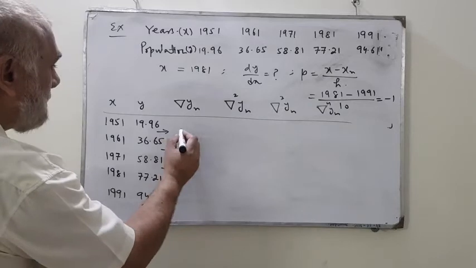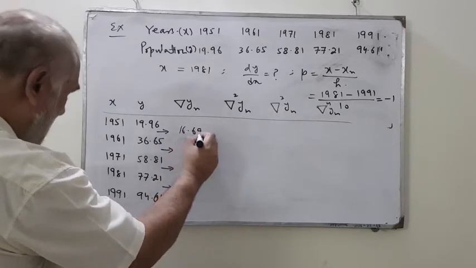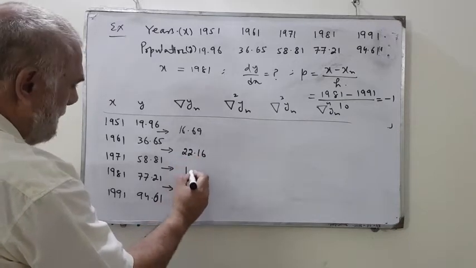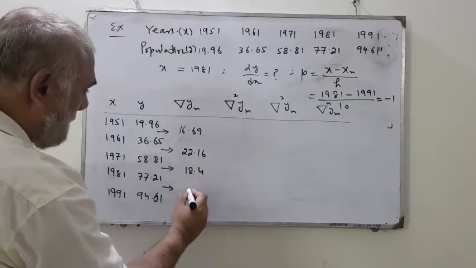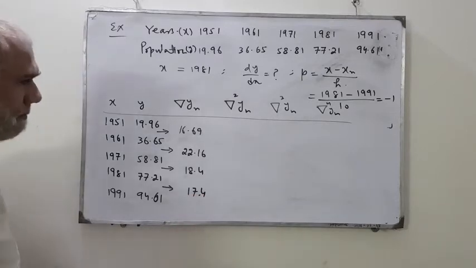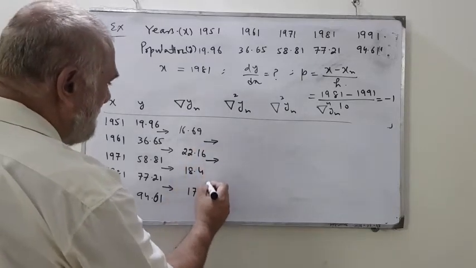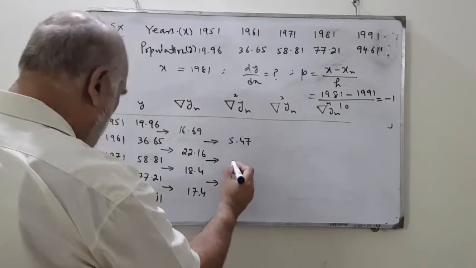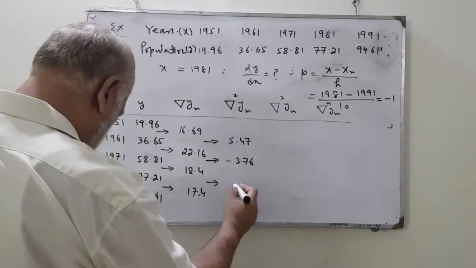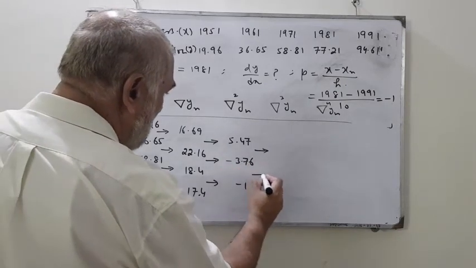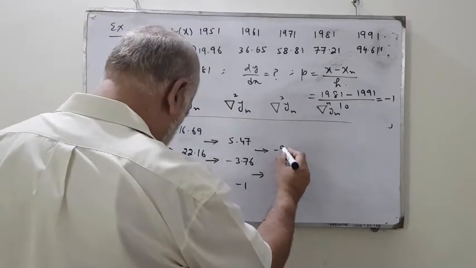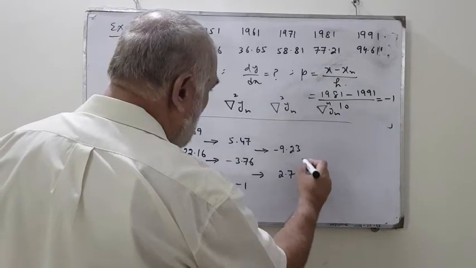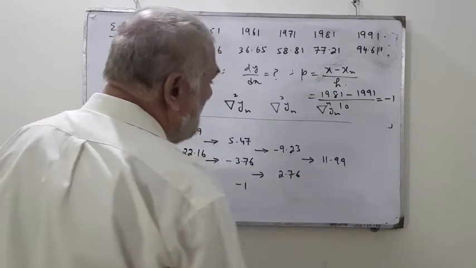So the first differences are 16.69, 22.16, 18.4, and 17.4. The next order differences can be obtained on the same pattern: 5.47, -3.76, and -1. Keep on moving, it gives you -9.23 and 2.76, and the last is 11.99.